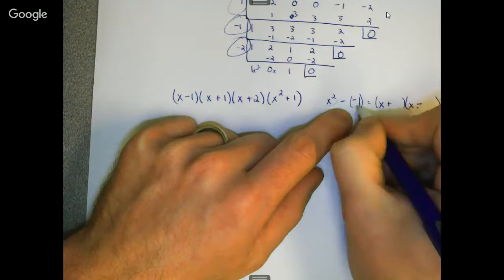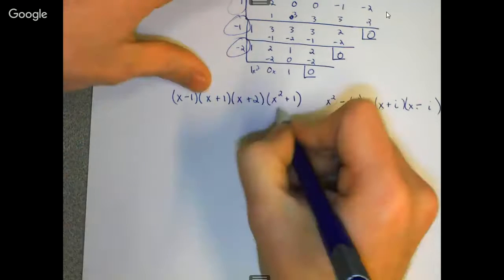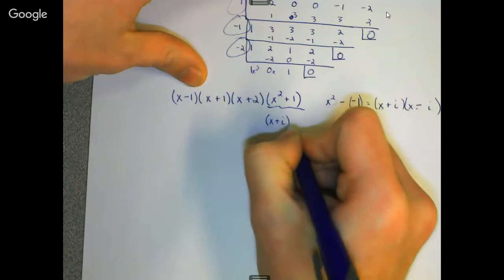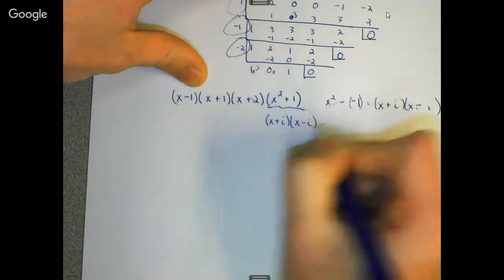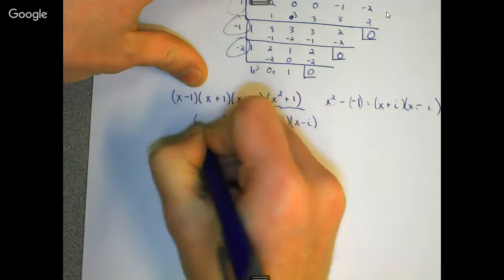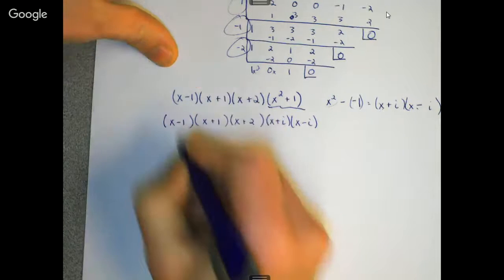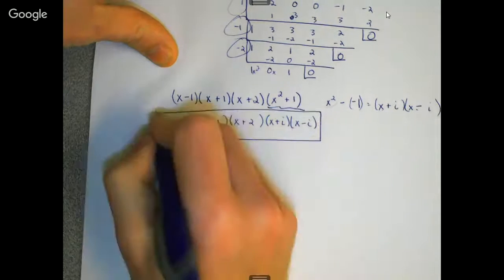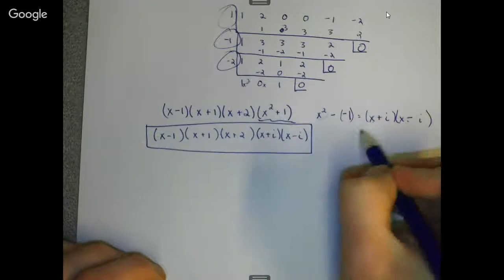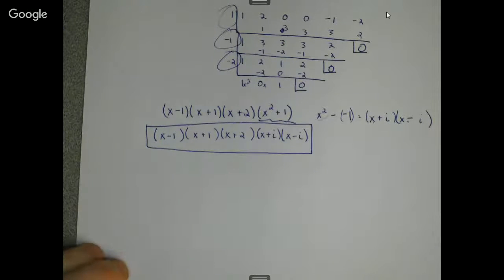Well, what's the square root of negative 1? That would be i and i. So this here factors as x plus i, x minus i. And then we've got our other factors, x plus 2, x plus 1, x minus 1. And there's our factors. How could I factor that without knowing that? You can simply use the quadratic formula if you would like to look at that.